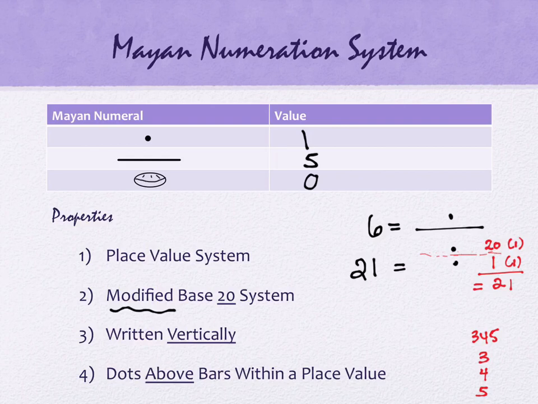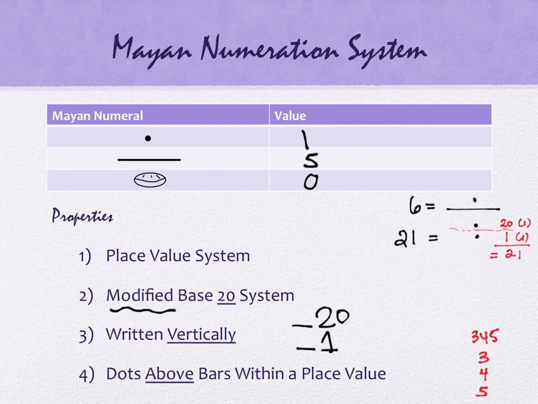So far, so good. Okay. Dots above bars, modified base 20. So let's go back to the modified part of it. We have the 1's place as our bottom place value. We have the 20's place as our second one. After that, they have 20 times 18.